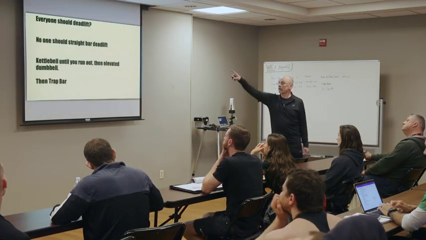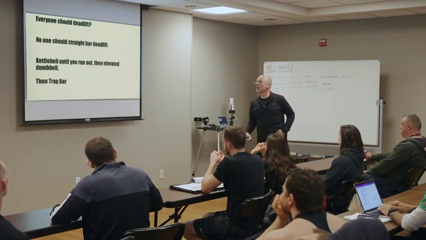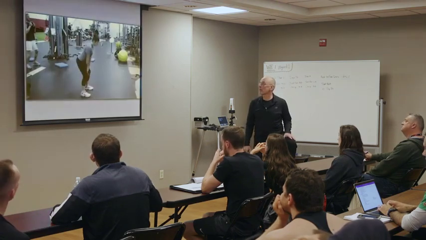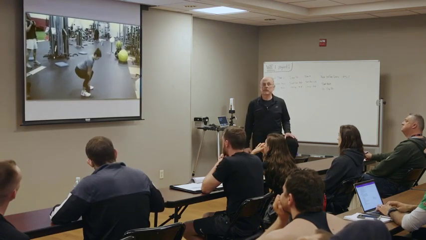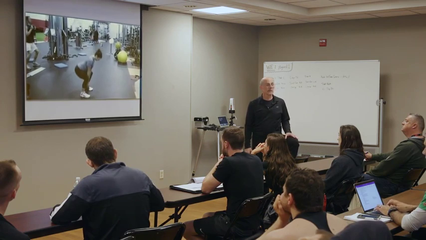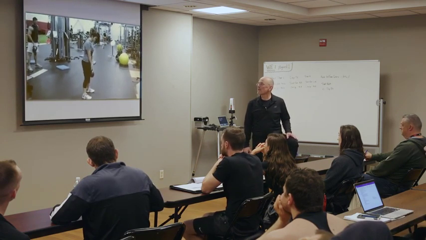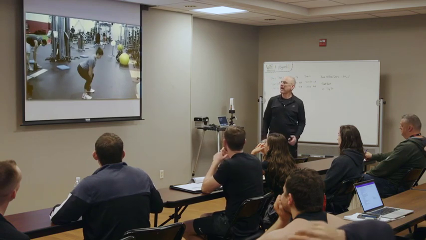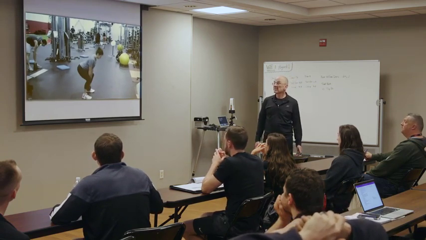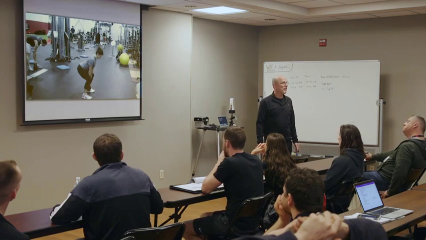And so for us, like I said, no straight bars, kettlebell until you run out, then an elevated dumbbell, then eventually trap bar. So we're going to start here until you can handle the heaviest kettlebell. Basically, what do you have there? Sumo deadlift, right? If you really look at that sumo deadlift, if I was to freeze it like that, I mean, it kind of looks like a squat, right? It looks a lot like a squat, except the weight's in your hands.